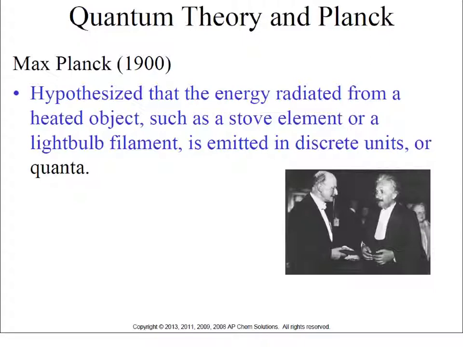So Max Planck in 1900 hypothesized that energy radiated from a heated object, such as a stove element or a light bulb filament, is emitted in discrete units, so unseen units or unseen quantities. And he called those quantities quanta. It comes from the root word quantity.